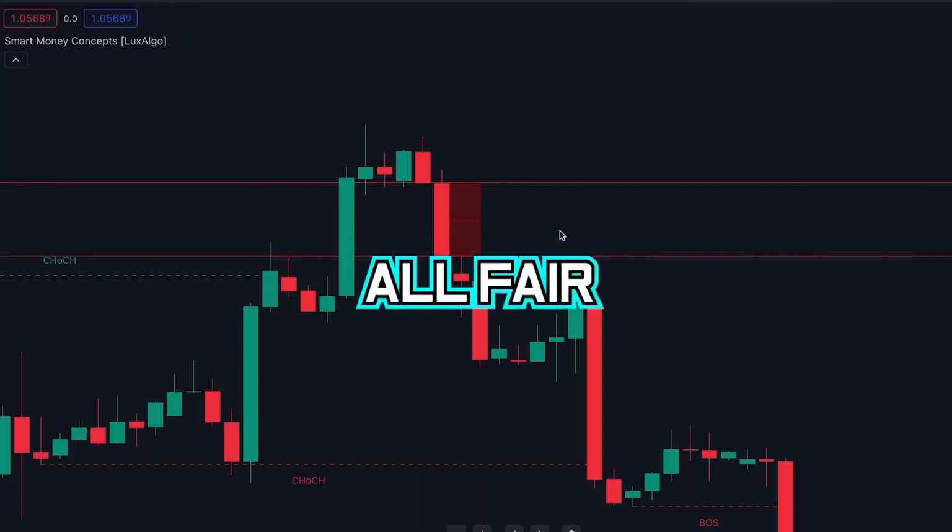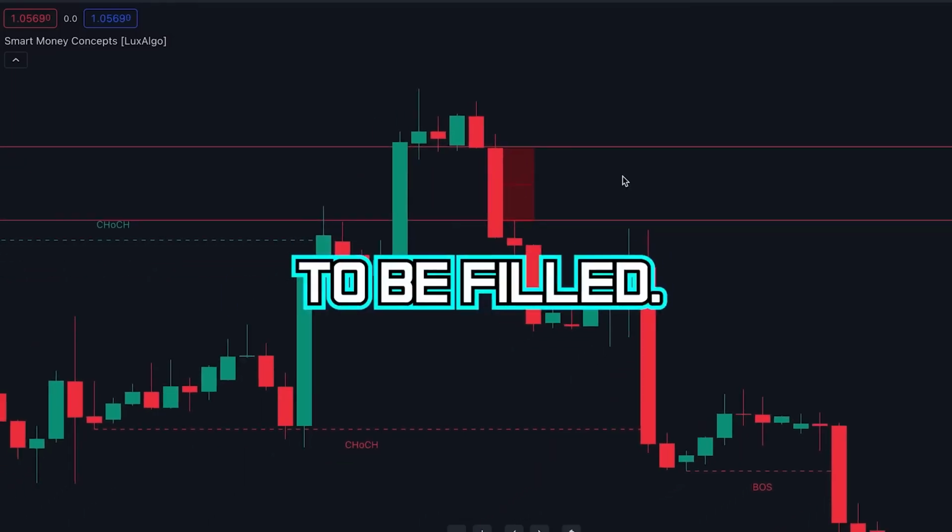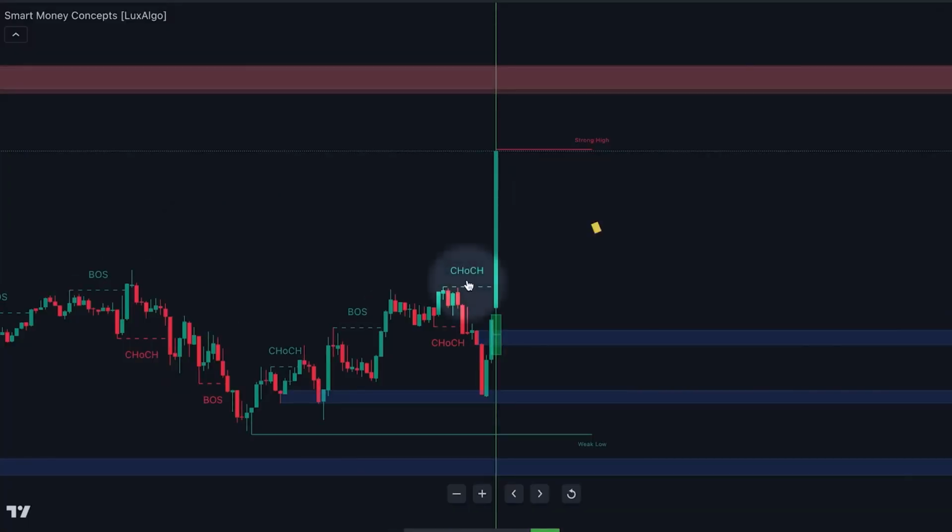Fair value gaps are great zones to seek entries. The idea is that all fair value gaps eventually have to be filled. So let's say we just had a change of character and you want to take an entry before the break of structure. Well, instead of using the Fibonacci tool to take an entry, you can enable fair value gaps and see if there are any close by that you can use as an entry area to take buys or sells.